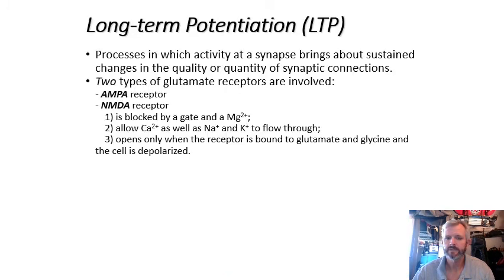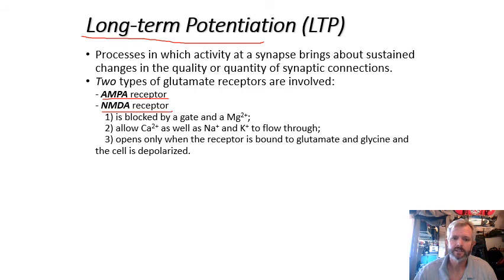All right, so we're going to look at this on the next slide. Two players in this, we have glutamate receptors. We have what's called an AMPA receptor, which is a sodium channel, allows sodium through, and an NMDA receptor.